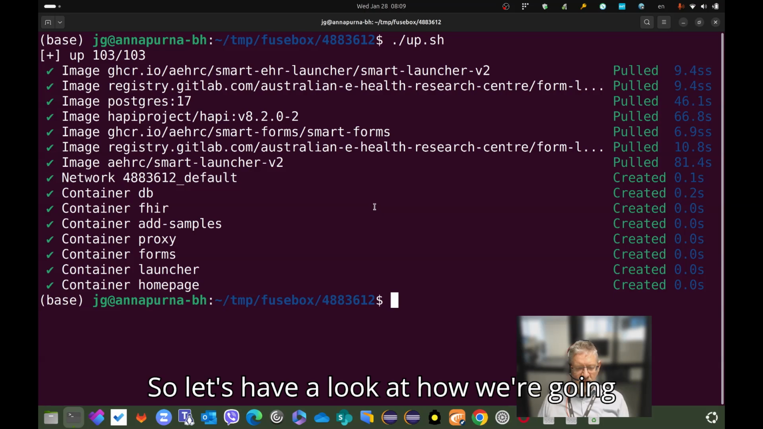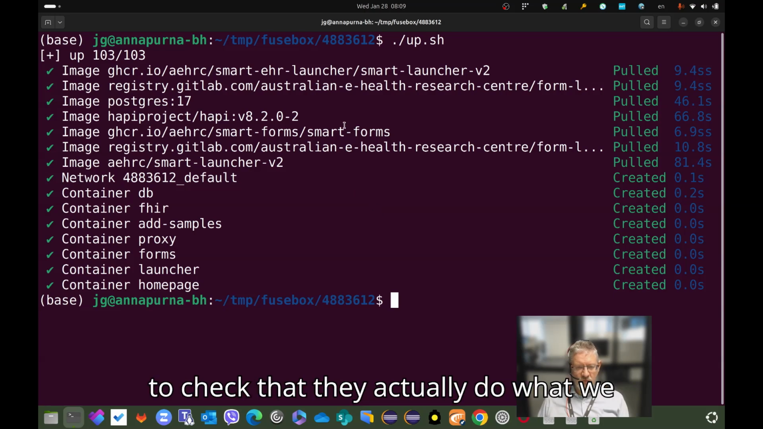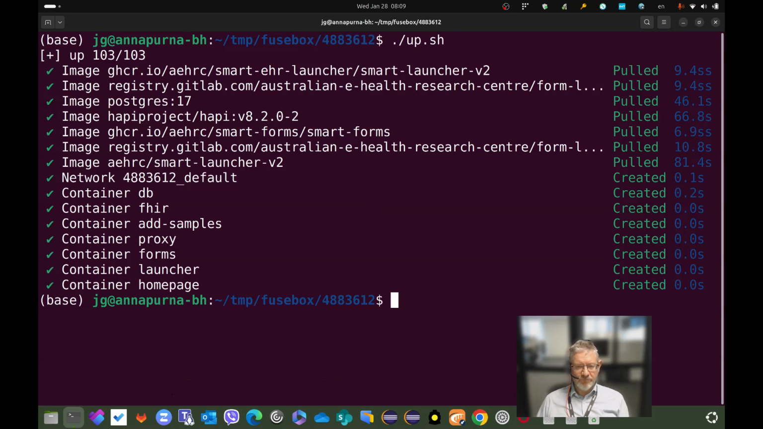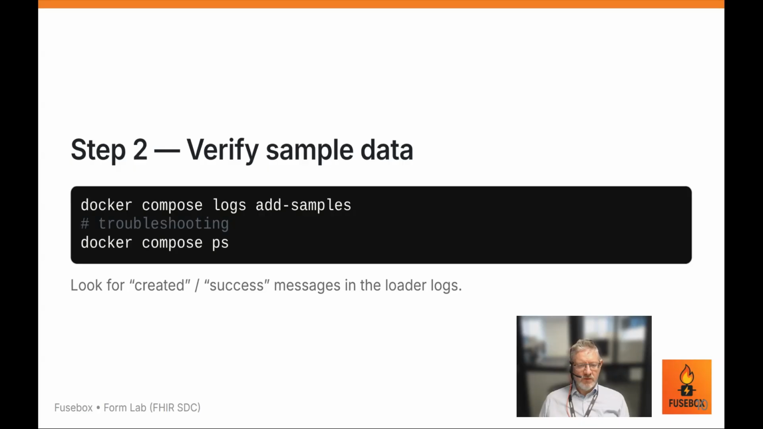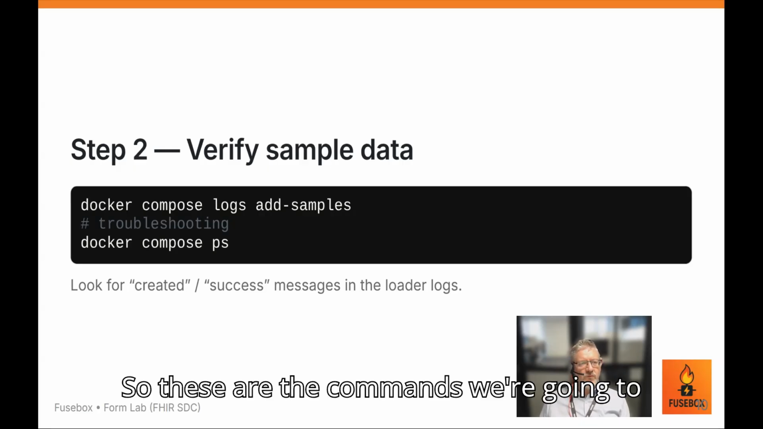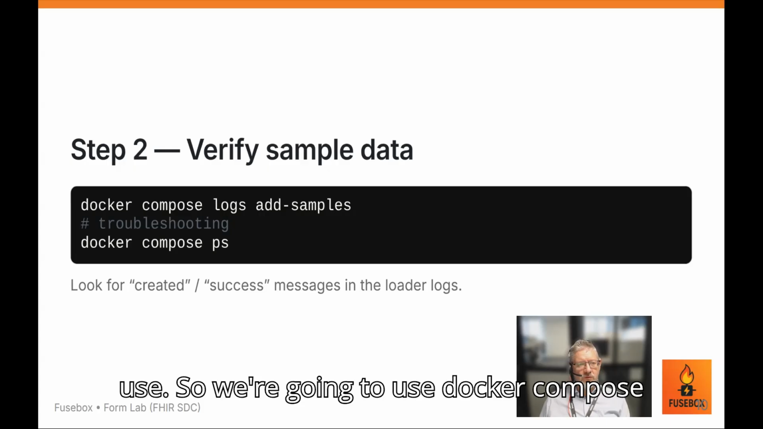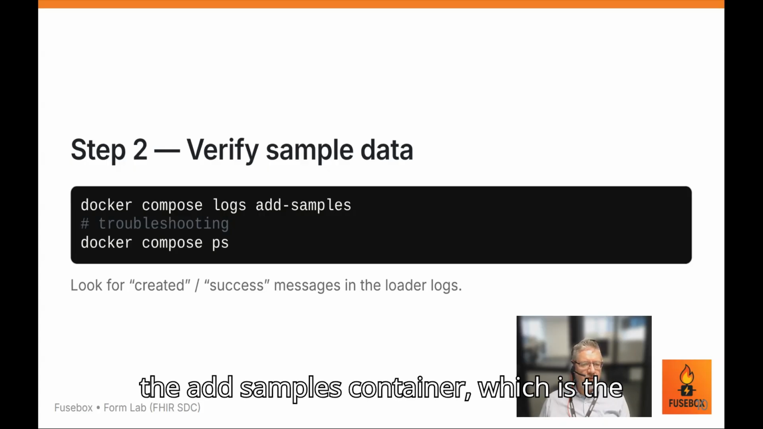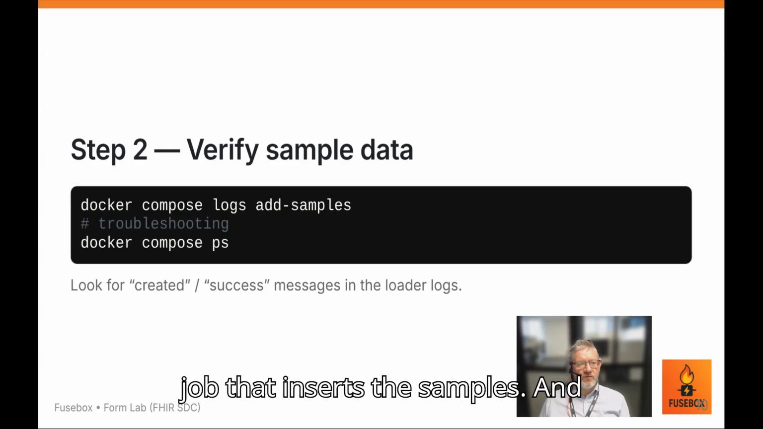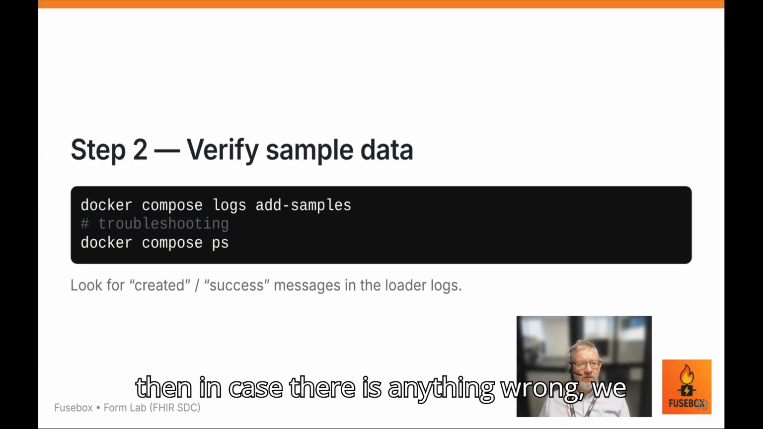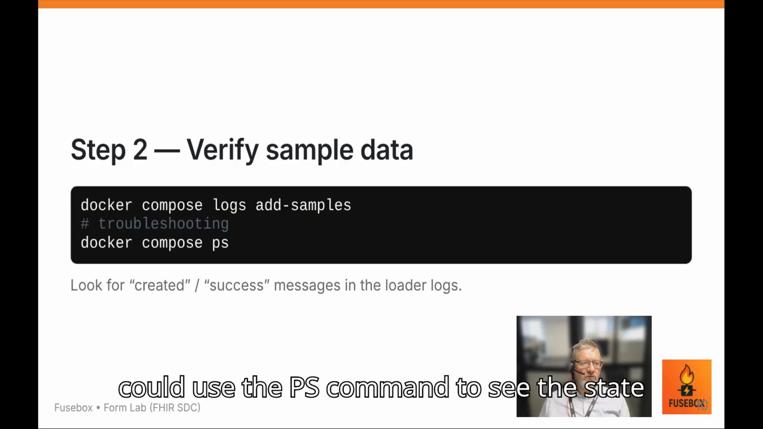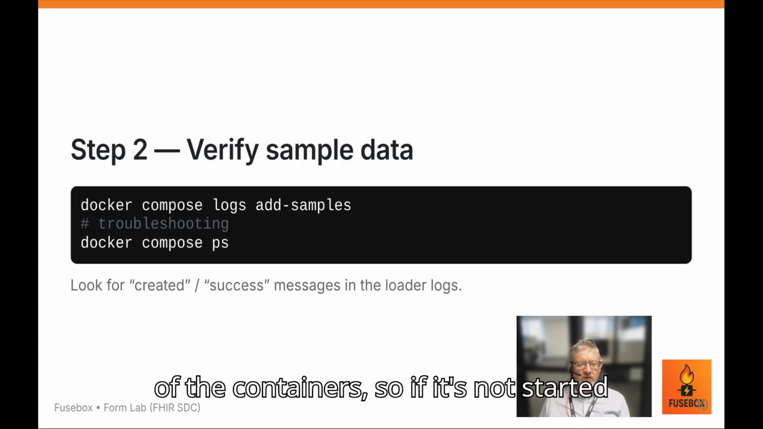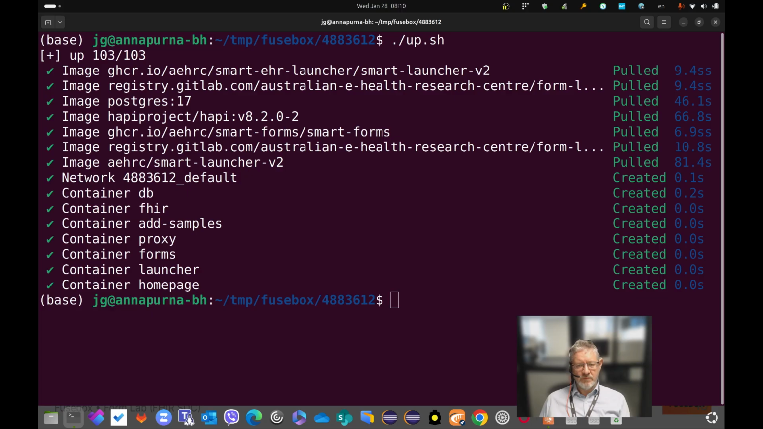So let's have a look at how we're going to check that they actually do what we want them to do. So these are the commands we're going to use. We're going to use docker compose logs commands and look at the output of the add samples container, which is the job that inserts the samples. And then in case there is anything wrong, we could use the ps command to see the state of the containers, so if it's not started or failed for some reason.